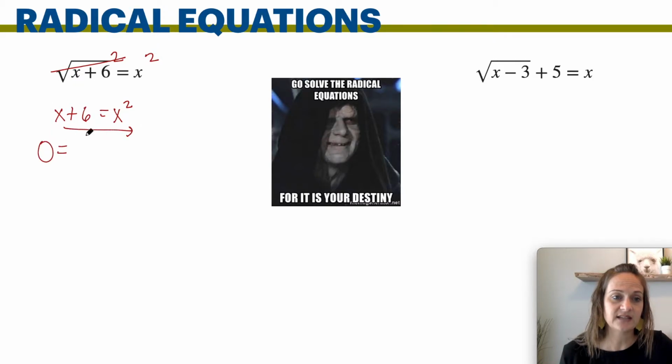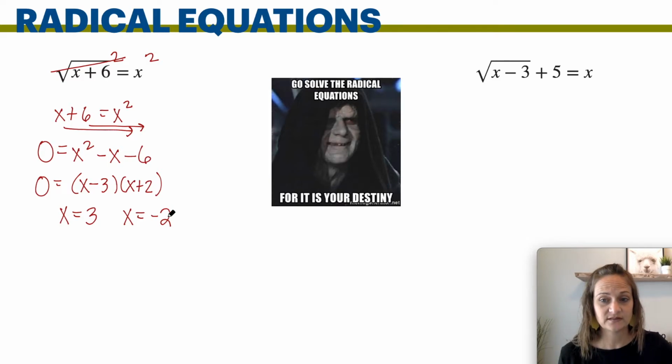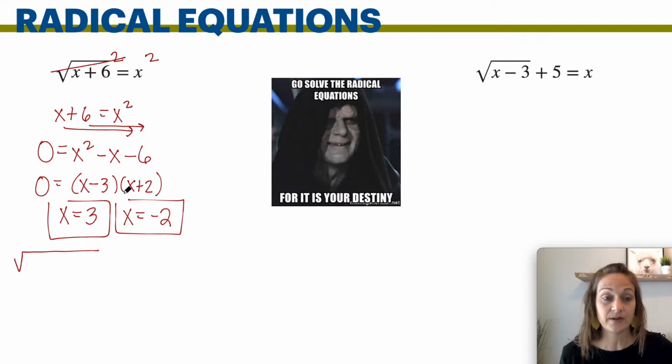So we need to get the x on this side, we need to get the 6 on this side. So we'll get x squared minus x minus 6, because we had to subtract the x and subtract the 6. This becomes 2 parentheses, x minus 3 and x plus 2. So therefore, x is going to equal 3 and x is going to equal negative 2. However, one of these does not work. If I plug 3 back into my original, by the way, I'm going to go ahead and put boxes around the possible answers. I have the square root of x plus 6 equals x.